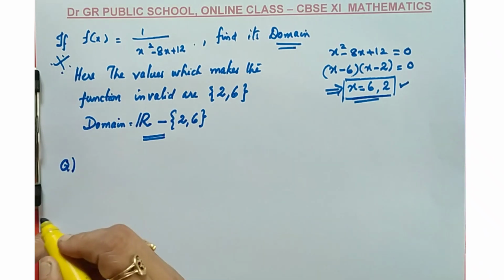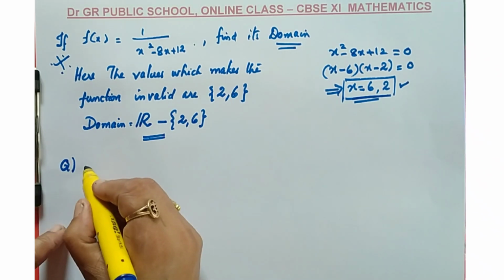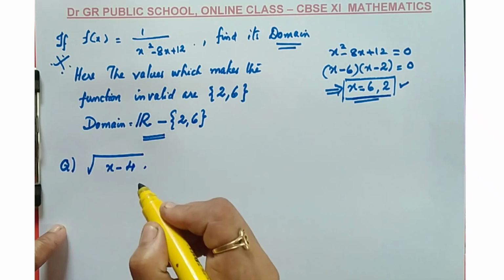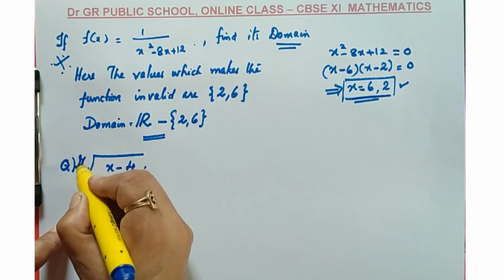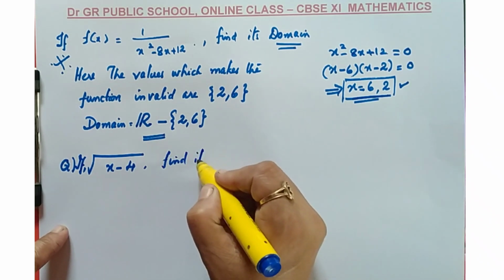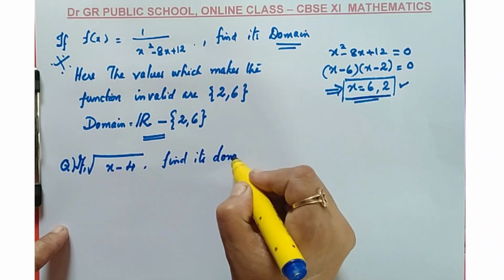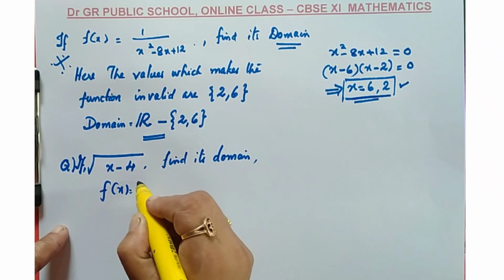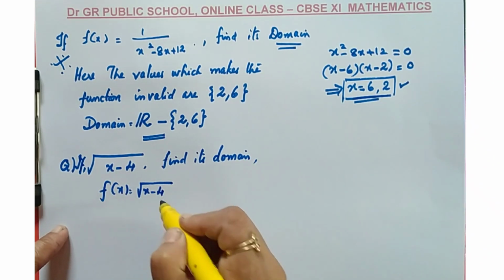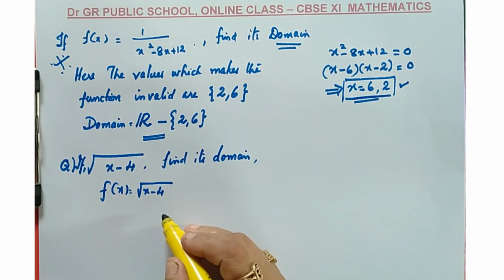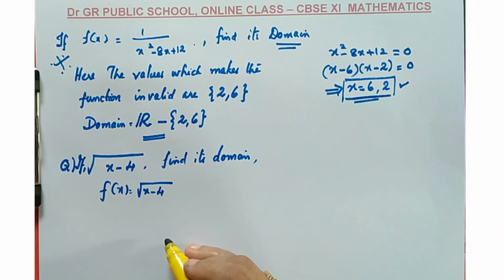Consider another question. If f(x) equal to square root of x minus 4, find its domain. Next question. Your given function is f of x equal to root of x minus 4. Now my question is that can this function accept all the real numbers? Basically the domain consists of real numbers.